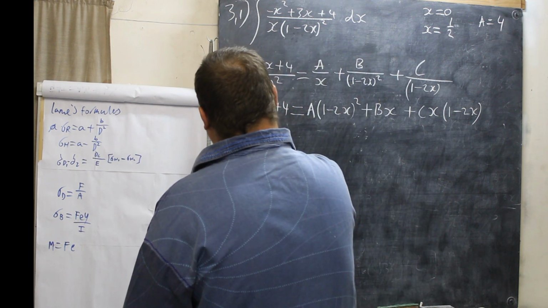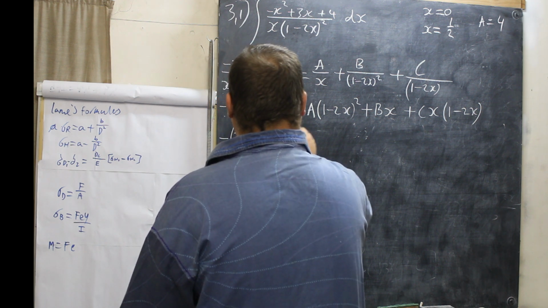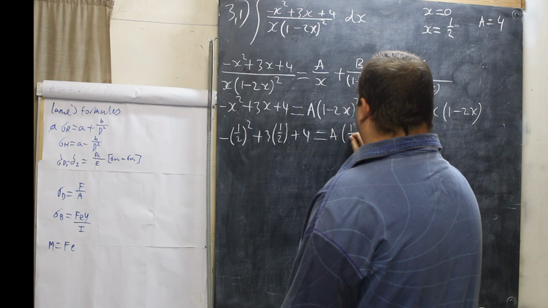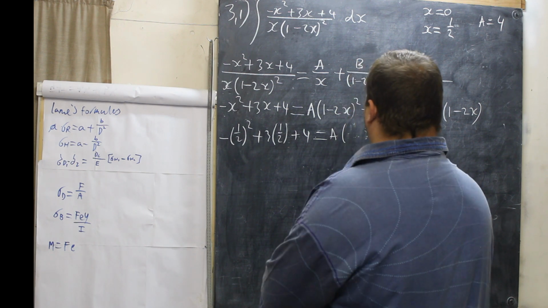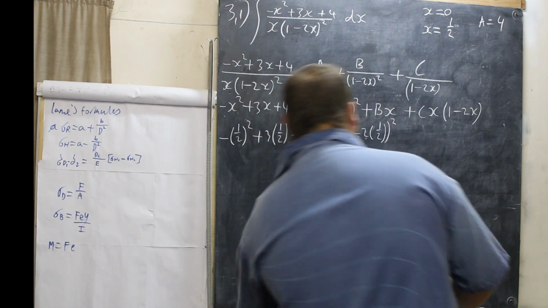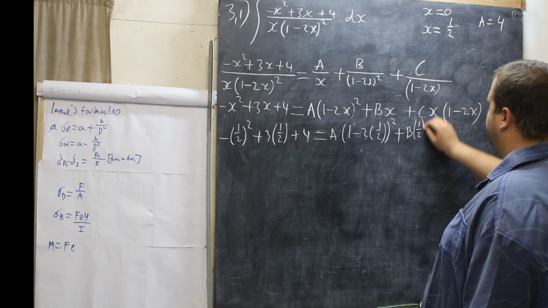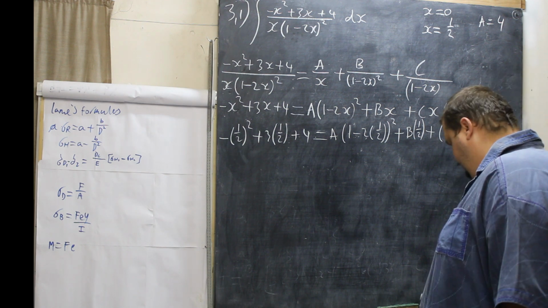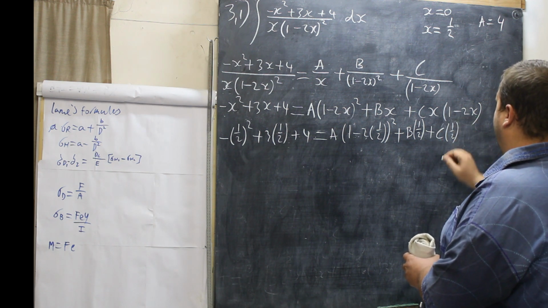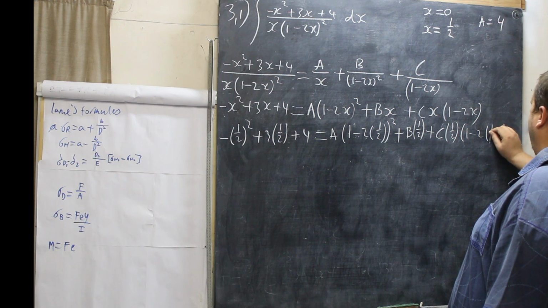We're going to make this all equal to a half. So minus (a half) squared plus 3 times a half plus 4 equals A times (1 minus 2 times a half) squared plus B times a half plus C times a half times (1 minus 2 times a half).